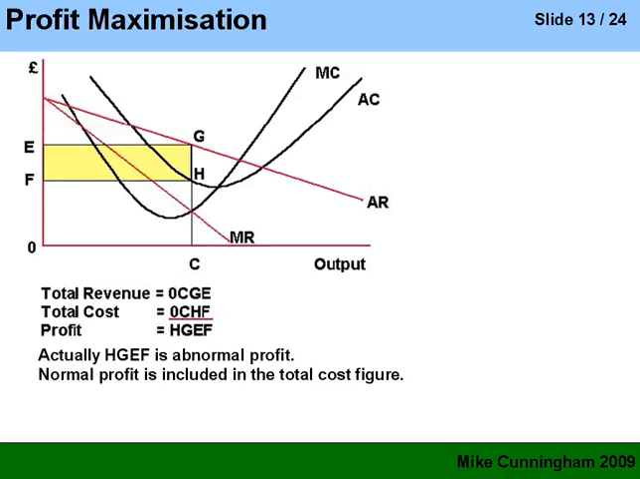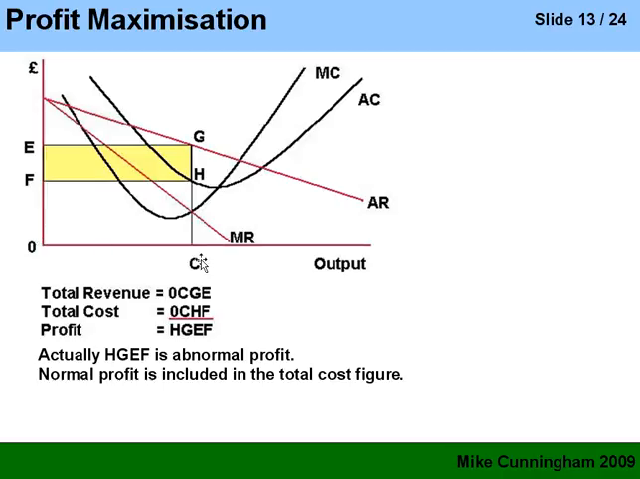So let's look at this again. Let's take the point C. Now let's take areas here. Let's take the total revenue for a start. This total revenue is equal to OCGE. That's the total revenue. It's the quantity multiplied by the average revenue. So the area OCGE is the total revenue.